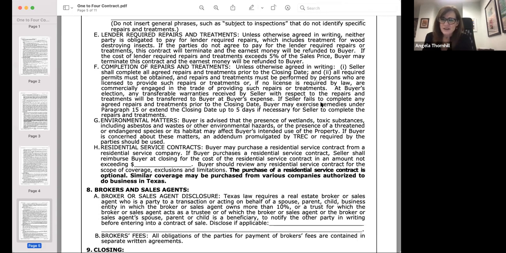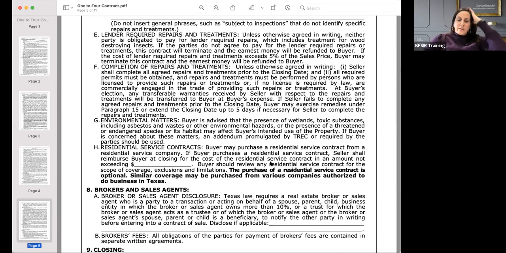First time buyers really like this, being scared: what if the AC goes out right away, or what if the hot water heater explodes? And it is good, and there are lots of companies that do it.